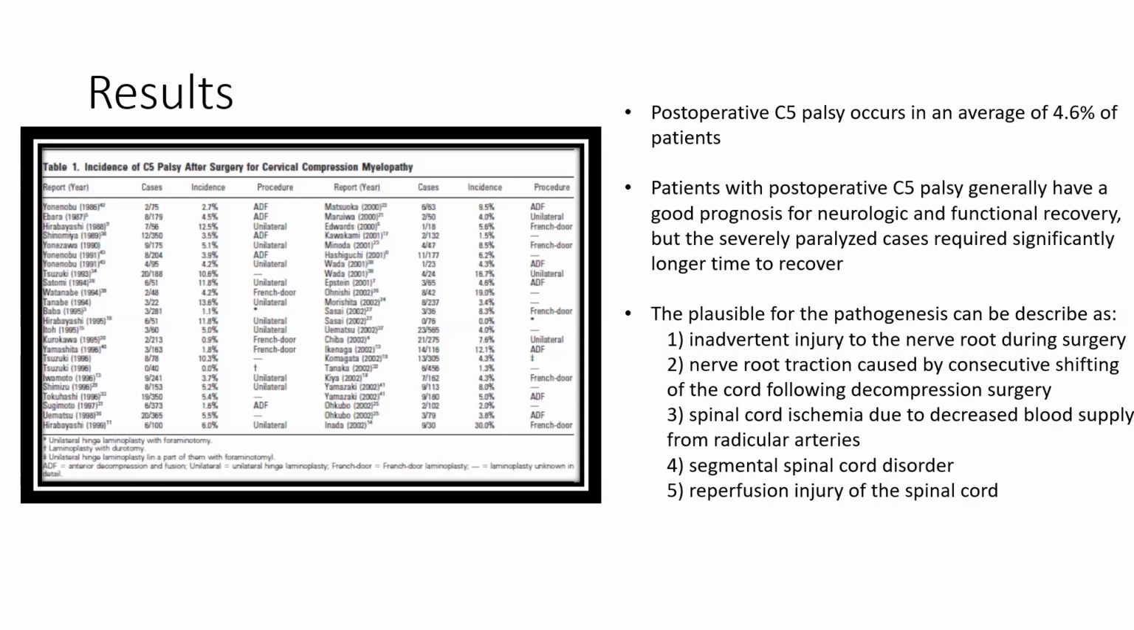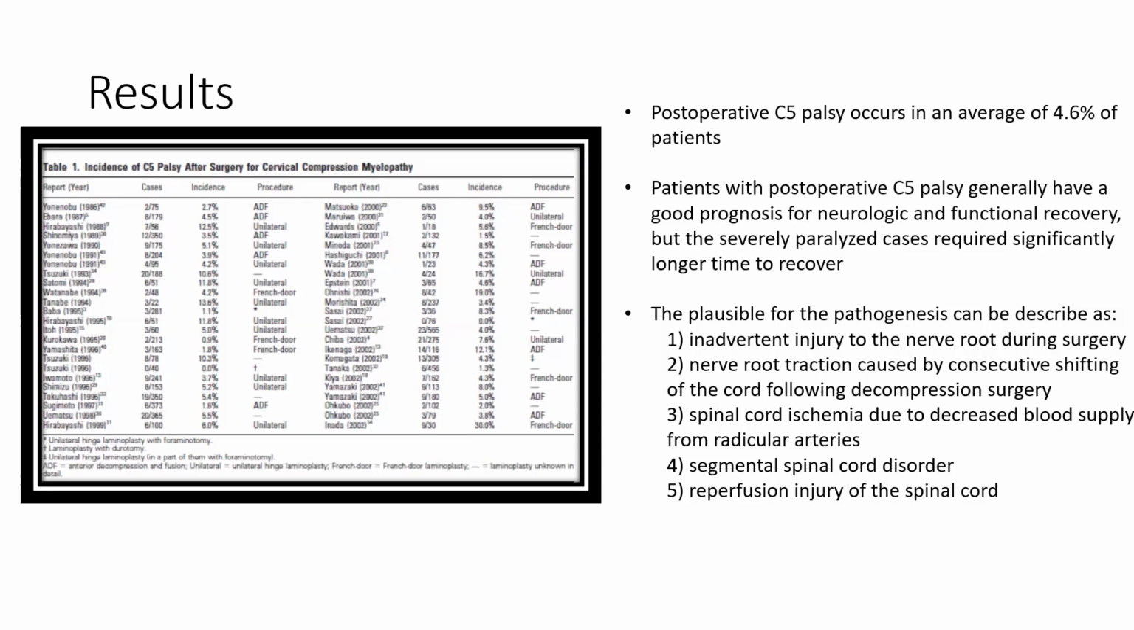All we can say is that, at least in this paper, there's no statistically significant difference between the anterior ACDF approach and the posterior laminoplasty approach. But I think there is some newer research that shows that people who get posterior laminectomies and fusions do have a slightly higher rate of C5 palsy. And again, the mechanism is poorly understood.